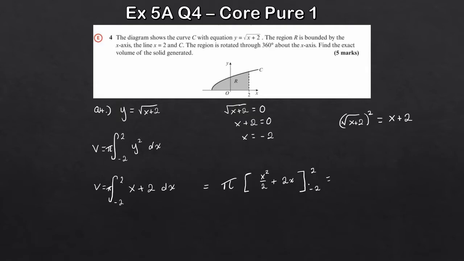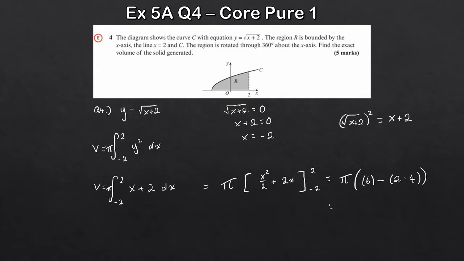Okay, so all I need to actually do now is just sub my limits in. That's going to be pi lots of, well, if I put 2 into here, so 2 squared divided by 2, that'll be 2, plus 2 lots of 2, so that'll be 4, so it's 2 plus 4, so that'll give me 6. So I get 6. Then we subtract the lower limit off, so if you put minus 2 in here, that'd be minus 2 squared, so 4 over 2, so that'll be 2, and then plus 2 lots of minus 2, so that'll be minus 4, so 2 minus 4.